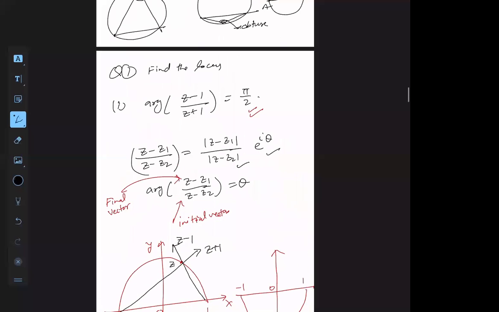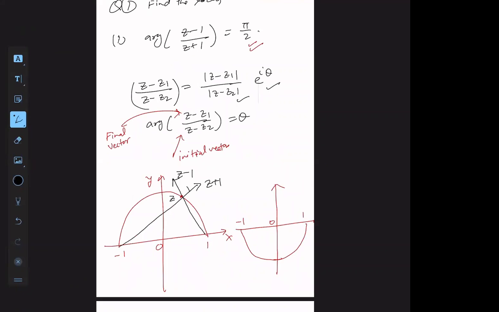So now I have to rotate. The initial vector is z plus 1 and the final vector is this. So I have to rotate this one. So this is the way. This one is 90 degrees. So I have rotated, and this is the correct one.